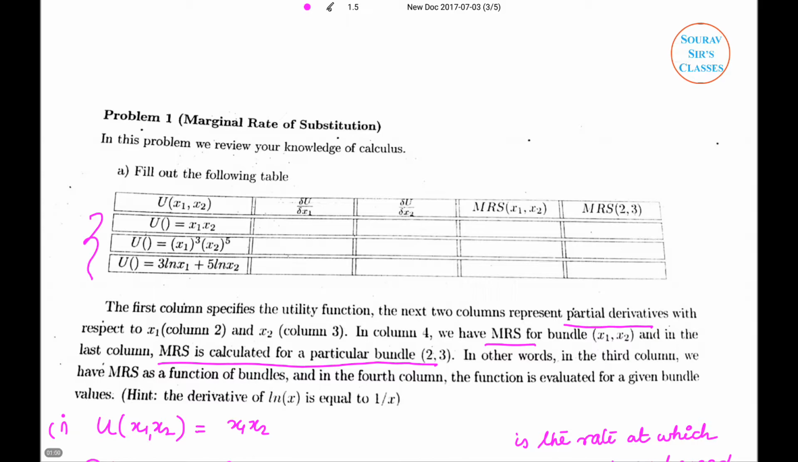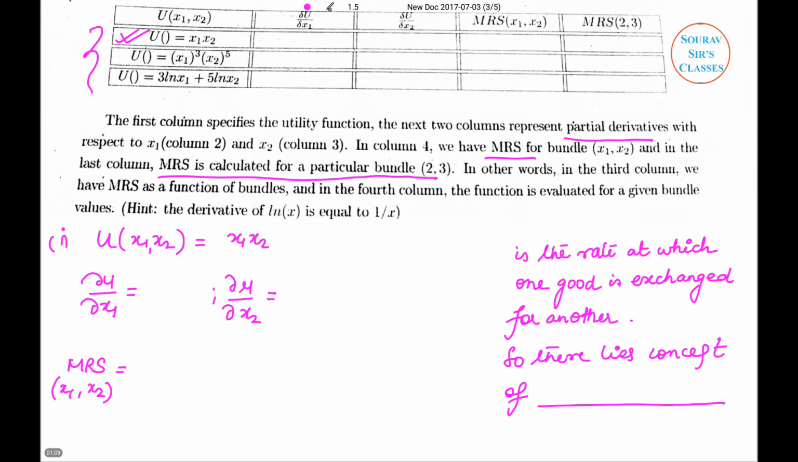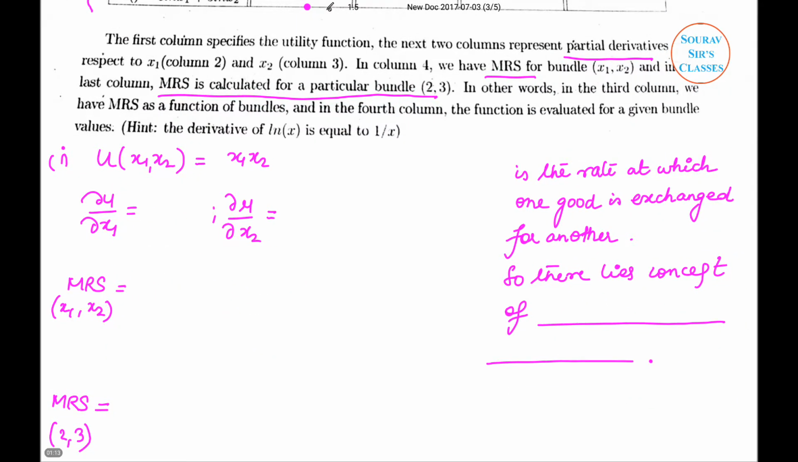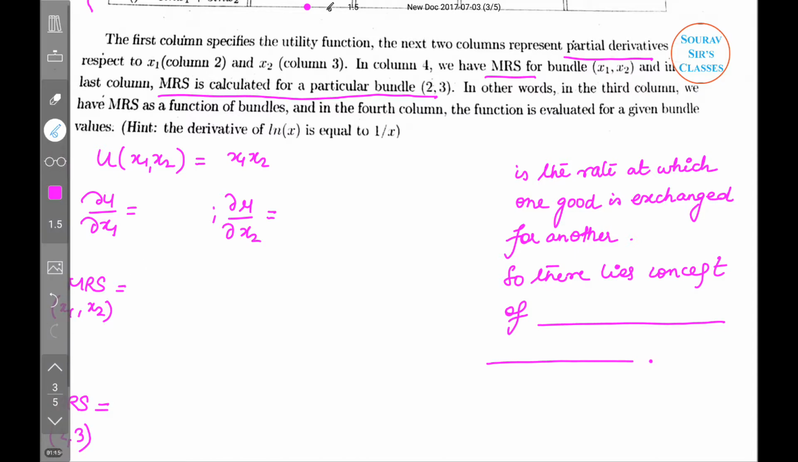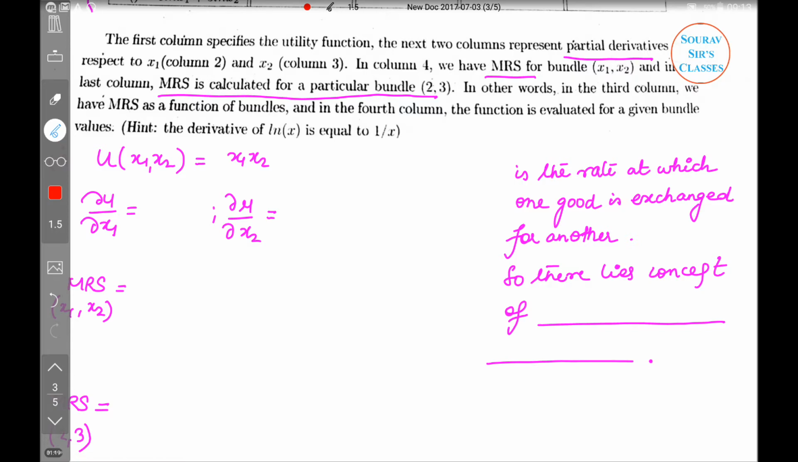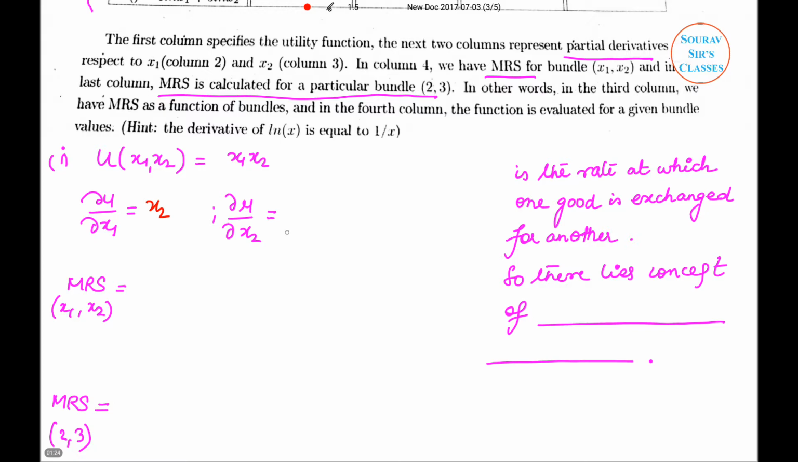So let us start with the first utility function, which is in terms of a product form. So this is our utility function. So let us start with the partial derivatives. So del u by del x1 will be simply x2, and del u by del x2 will be x1. So these are our partial derivatives. Now marginal rate of substitution.